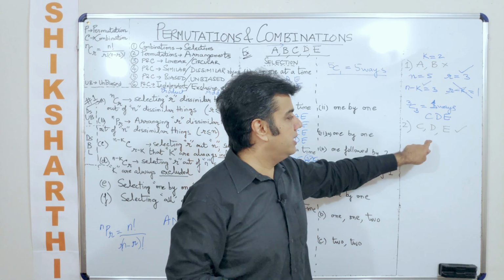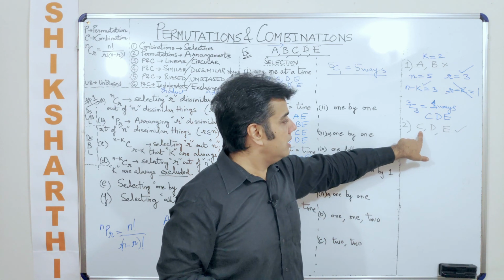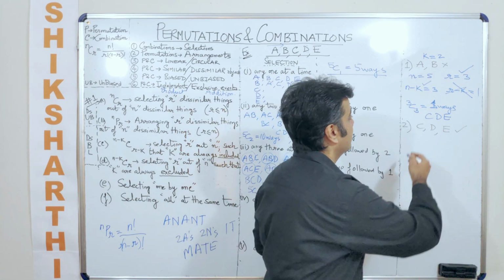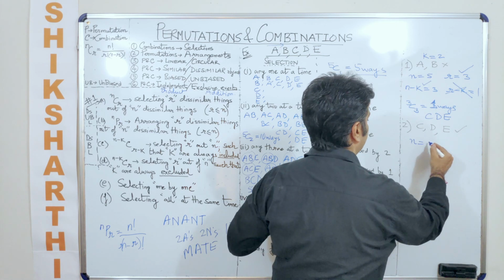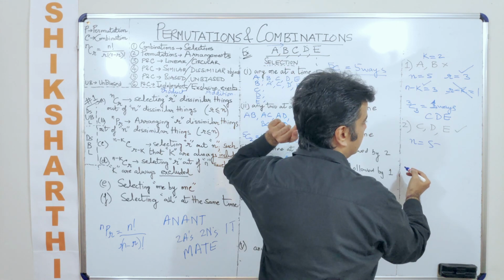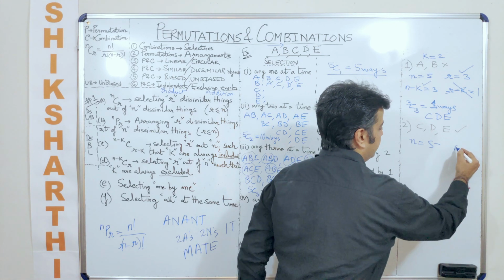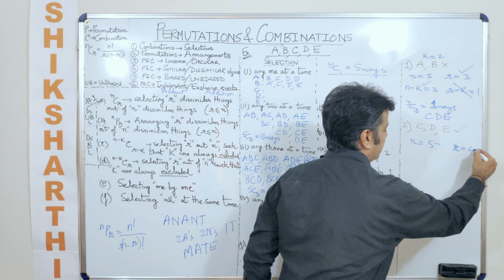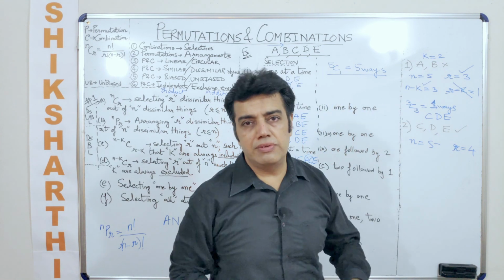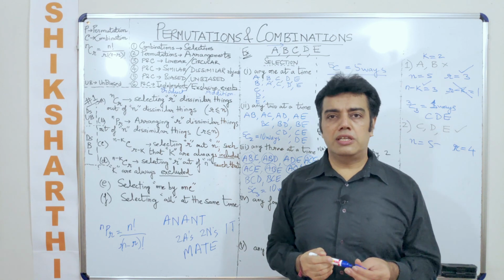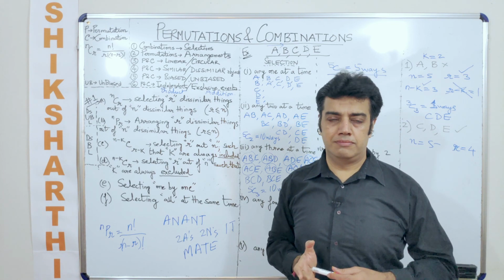So the assignment for today is, let us say you have a set of 5 letters, and you are supposed to select any 4 of them, such that these 3 are always included. Now, in how many ways can you select them?